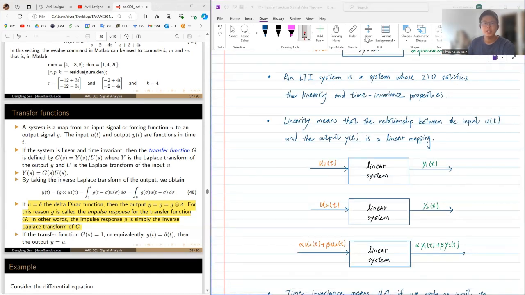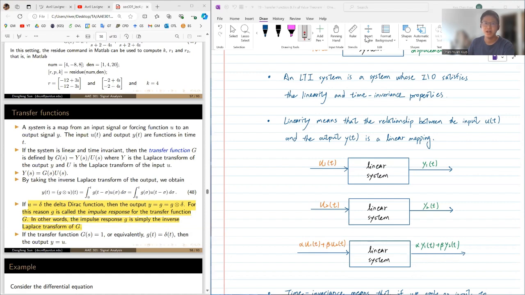All right, that was an introduction to a system. Now, let's take a look at what is a linear time invariant system, or LTI system. An LTI system is a system whose input and output relationship satisfies the linearity and time invariance properties.